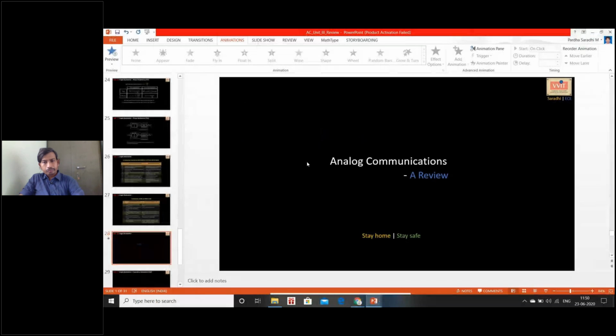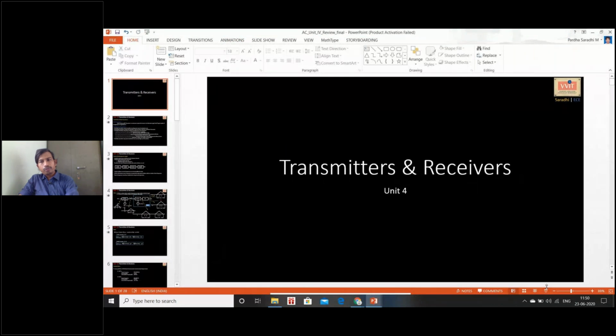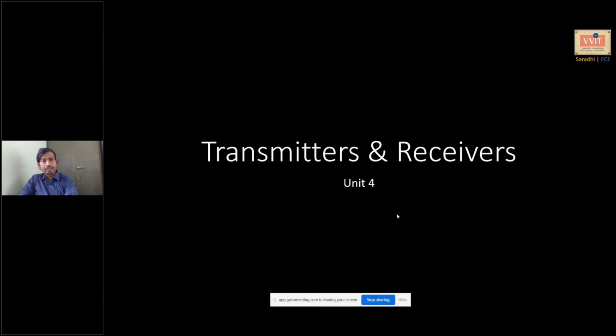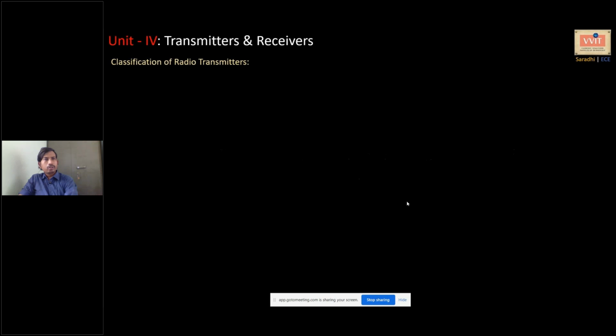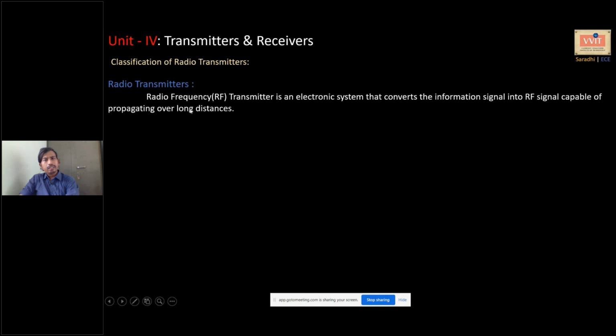Let us start this fourth unit, transmitters and receivers, unit 4. First of all, how the radio transmitters are classified. Let us define a radio transmitter. It is any electronic system that converts an information bearing signal into an RF signal so that it can be comfortably radiated into space, so that it propagates and reaches the destination by traveling over longer distances.